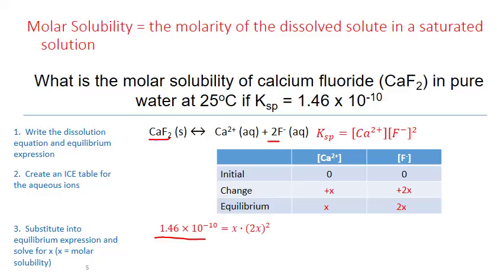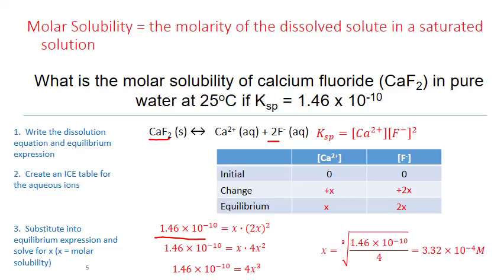X times 2X squared. The square applies to everything inside the parentheses, so that actually becomes 4X squared, multiplied by X, we get 4X cubed. We can then solve for X alone by dividing both sides by 4 and taking the cube root. And when we do so, we get a value for our molar solubility of 3.32 times 10 to the negative 4 moles per liter.